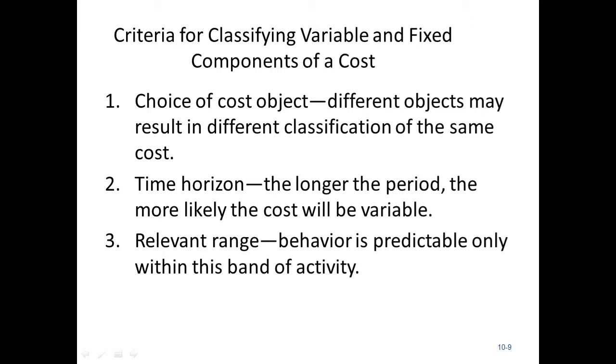Before a discussion of issues related to estimating cost functions, it's important to review the three criteria we talked about in Chapter 2 for classifying cost as fixed or variable. First, the choice of cost objective. Different cost objectives may result in a different classification of the same cost. Second, time horizon. The longer the period, the more likely the cost will be variable. And third, relevant range. Behavior is predictable only within this band of activity.